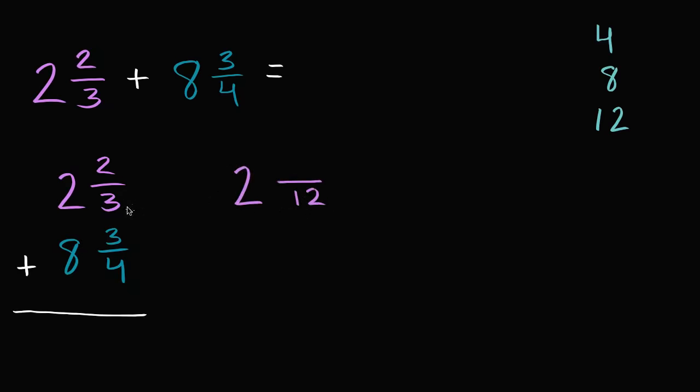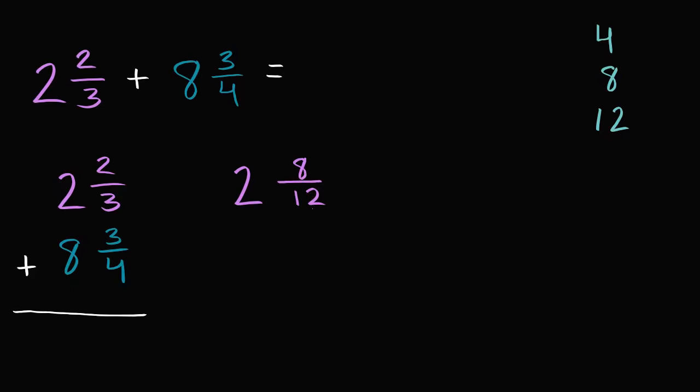Now, what would be that something over 12? To go from 3 to 12 in the denominator, we multiply by 4. So we have to multiply the numerator by 4 as well. So 2 times 4 is 8. 2/3 is the same thing as 8/12. So 2 2/3 is the same thing as 2 and 8/12.